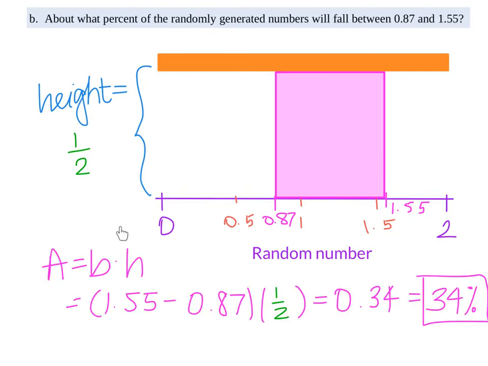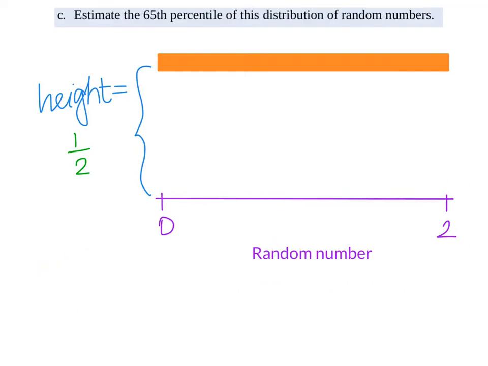I'm going to use base times height. I want the difference between 1.55 and 0.87, and I'm going to multiply by the height that we found in the first part, 1/2, and that's about 0.34. So 34% of those randomly generated numbers will fall between these 2 values.